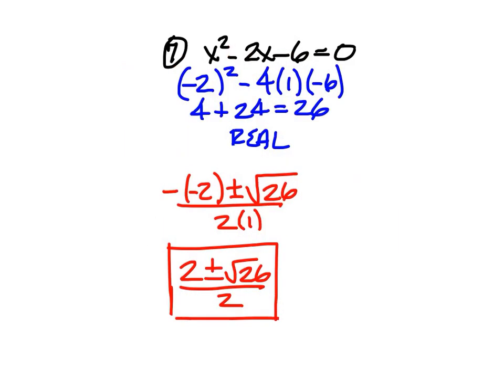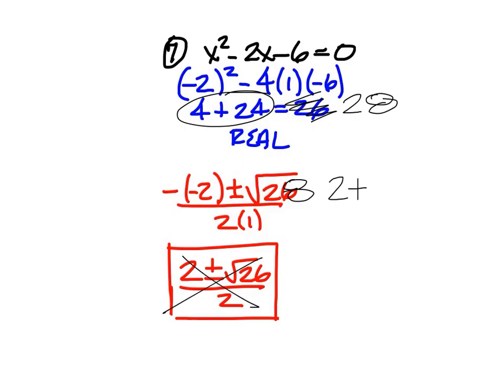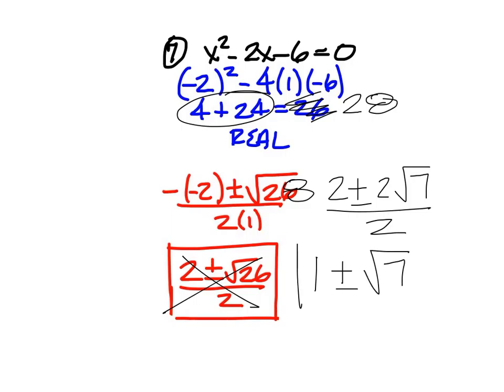Number 7, the answer is not what you see at the bottom. I discovered in the last class that 4 plus 24 is indeed 28, not 26. So that makes a difference. If we put a 28 here, we're going to end up not with this answer, but a 2 plus or minus, that would be 2 square root of 7 over 2. So when you divide, you should get 1 plus or minus the square root of 7.